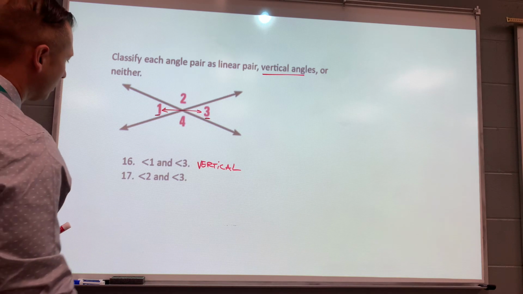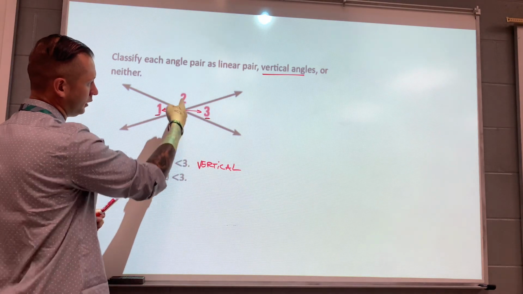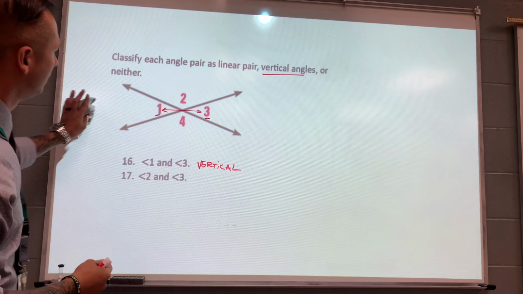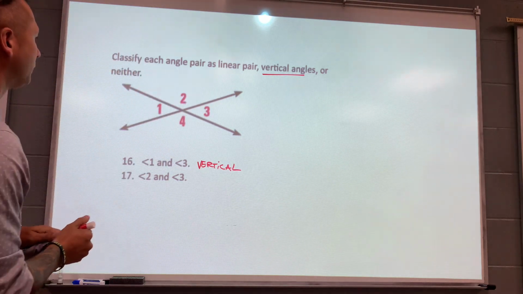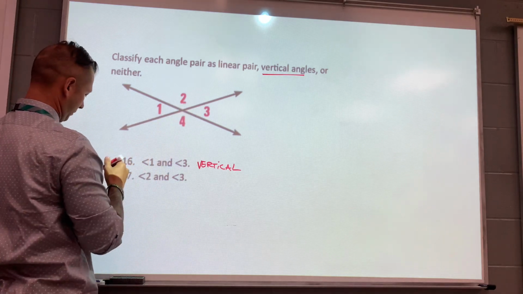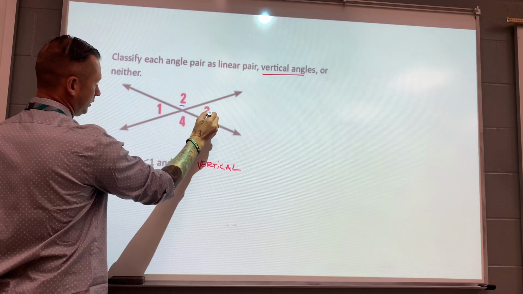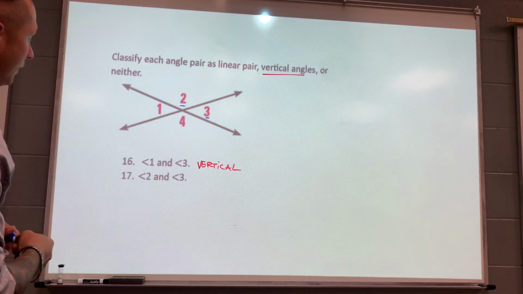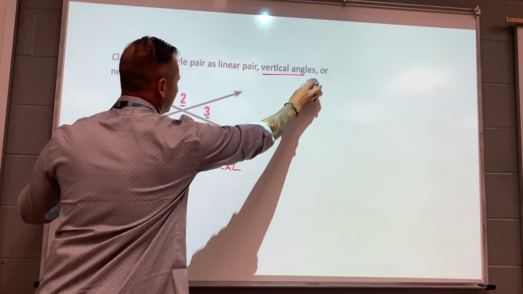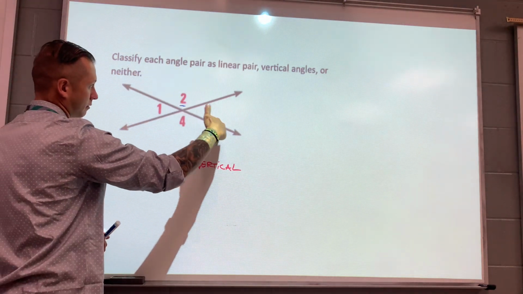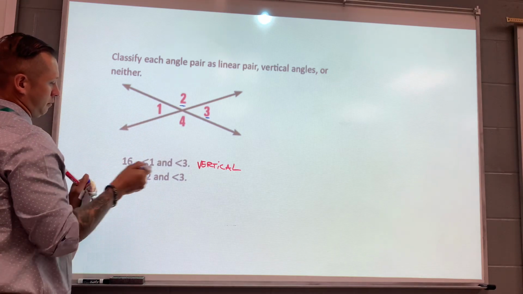Well, going back to 16, 1 and 3 are vertical, 2 and 4 would be vertical as well. They're across from each other. Now we're looking at 2 and 3. So 2 and 3. 2 and 3 make a straight line, right?